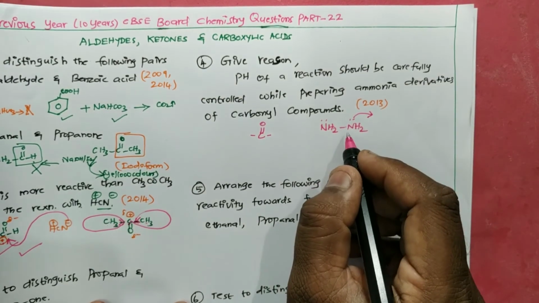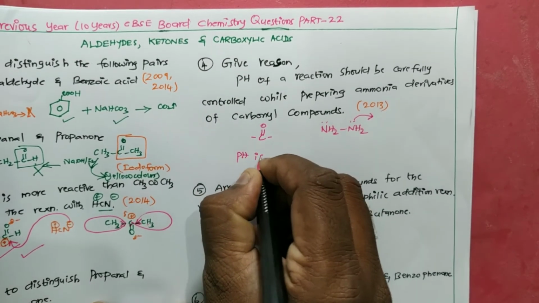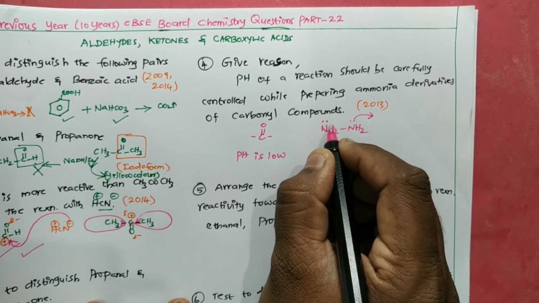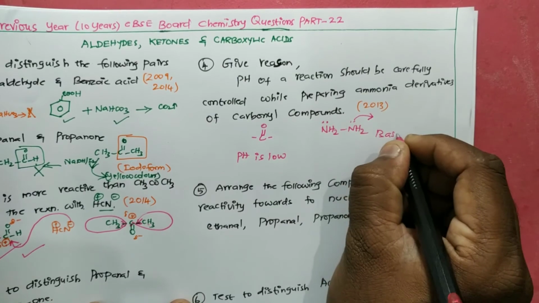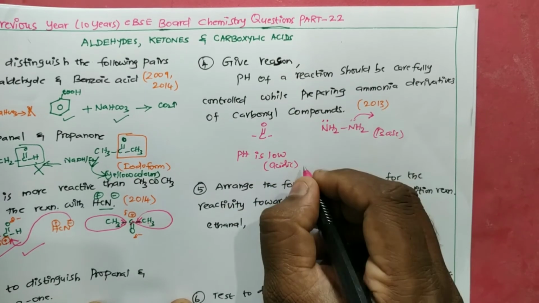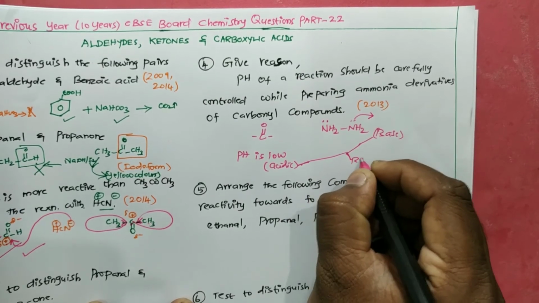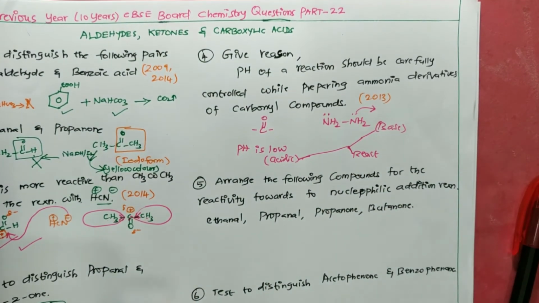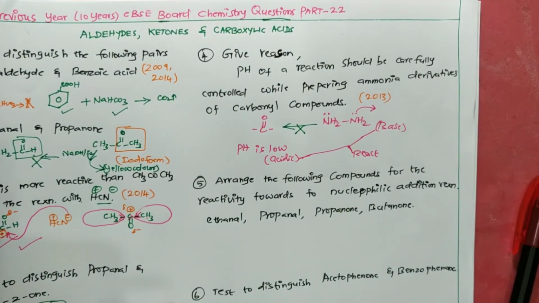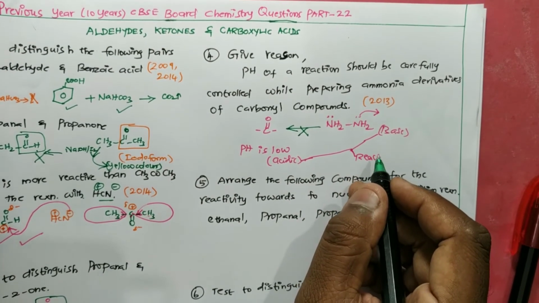Okay. If you are not maintaining the pH, if the pH is very low, at that time this ammonia derivative will be acting as a base. If the pH is low, that is acidic. These acid and this base will react together. So these two react, but it will not react with the carbonyl compounds. So we have to maintain the pH in a basic medium, then only the reaction will happen.